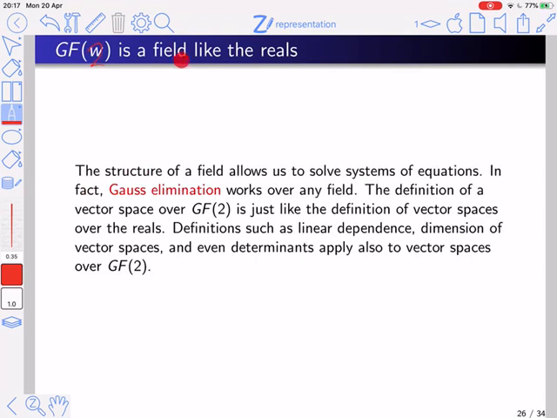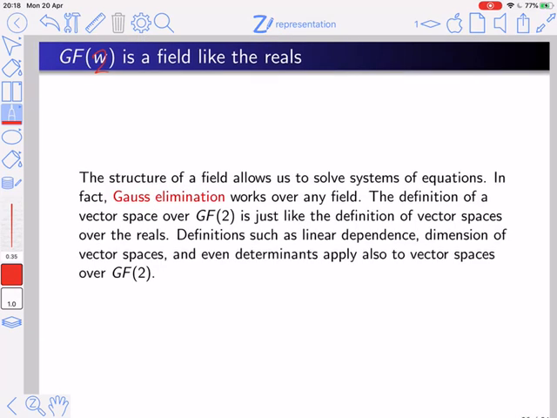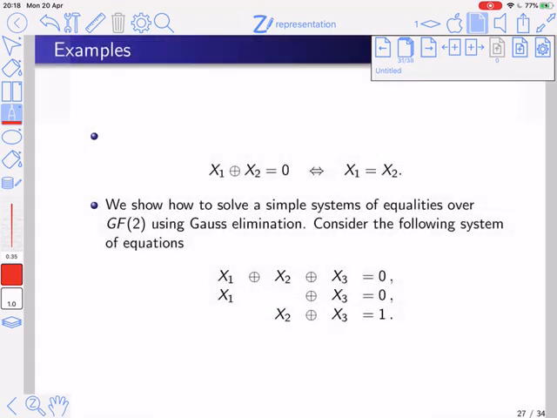G of 2 is a field like any other field, like the reals. So the structure of the field allows us to solve systems of equations. You can apply, for example, Gauss elimination over any field, in particular over G of 2. You can define vector spaces over G of 2, just like you did vector spaces over the reals. You can define linear dependence or linear independence of vectors over G of 2. You can define dimensions of vector spaces over G of 2 and even compute determinants and so on and so forth.